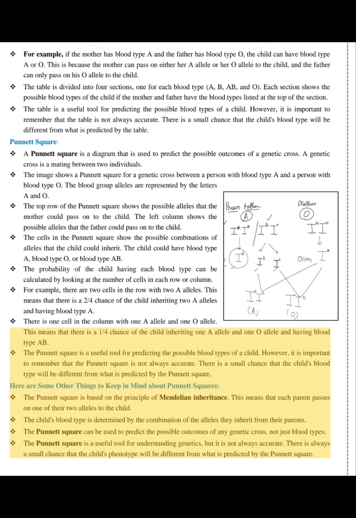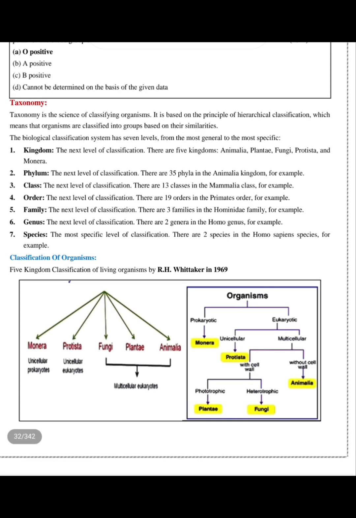The Punnett square can be used to predict the possible outcomes of any genetic cross, not just blood types. The Punnett square is a useful tool for understanding genetics, but it is not always accurate. There is always a small chance that the child's phenotype will be different from what is predicted by the Punnett square.